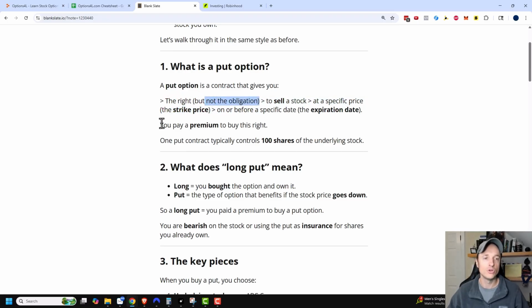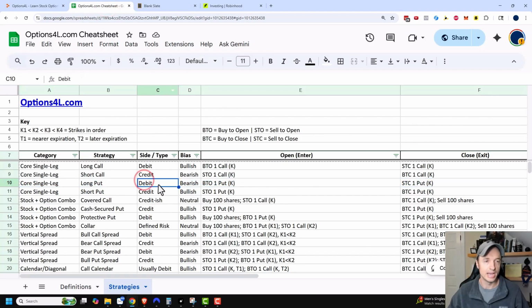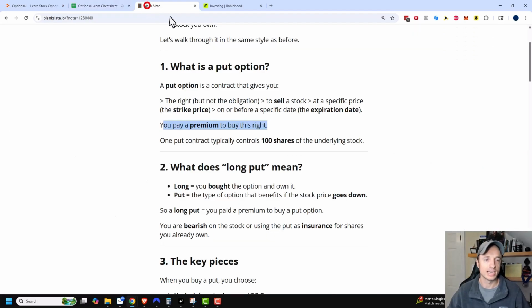Now moving on, you do have to pay a premium for this right. So we said that this is a debit trade. That means you have to pay for it, and that's what it's talking about there. You have to pay a premium to buy this right to sell a stock at a specific price. Now, one put contract typically controls 100 shares of the underlying stock.